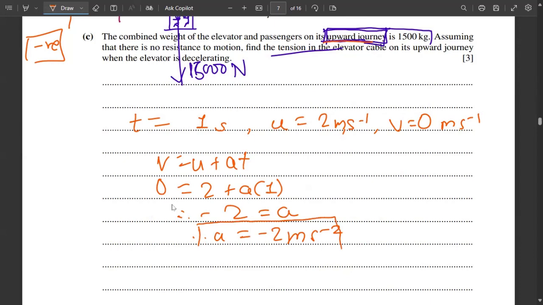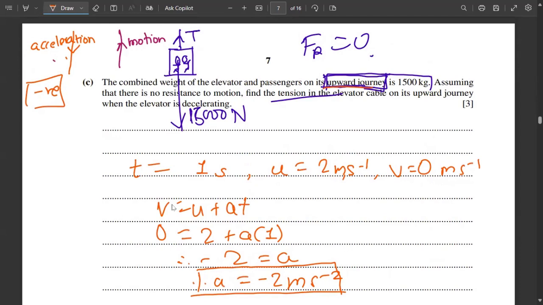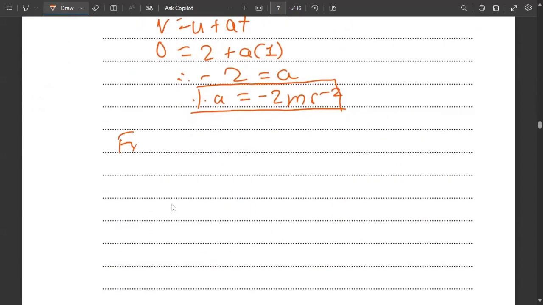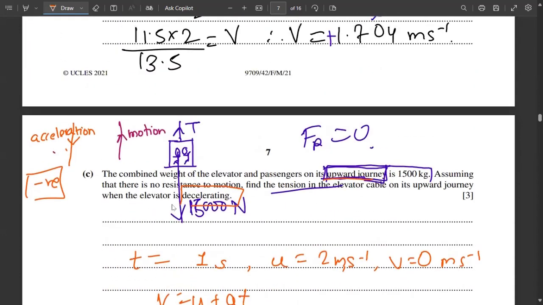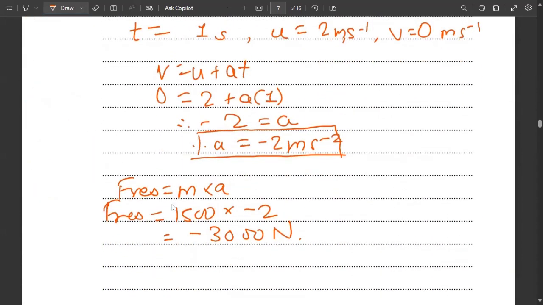Now we also know the acceleration is minus 2 meter per second square. What we need to find is the tension. Now, have they told us about the motion? It is decelerating. Now we know F resultant is equal to mass into acceleration. So F resultant will be 15,000 into minus 2. So the resultant force is minus 3,000 Newton. Minus 3,000 Newton in which direction? Minus 3,000 Newton downwards. So that means we are considering downwards to be positive.